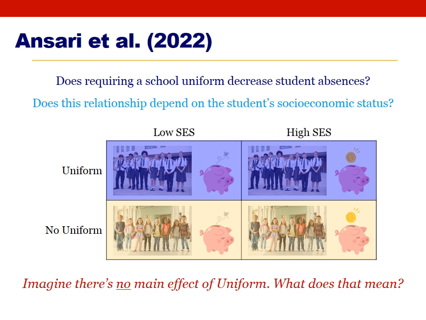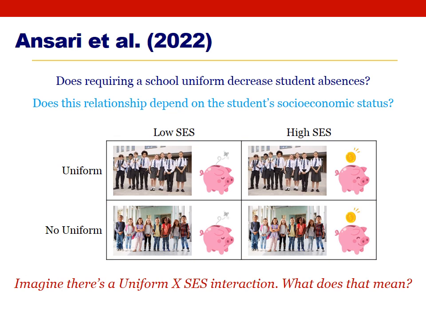We can then calculate a marginal mean for the blue group, a marginal mean for the yellow group, and compare the two. If there's no main effect of uniform, what that's telling us is that overall, the students who wear a uniform and the students who don't have equally good attendance.